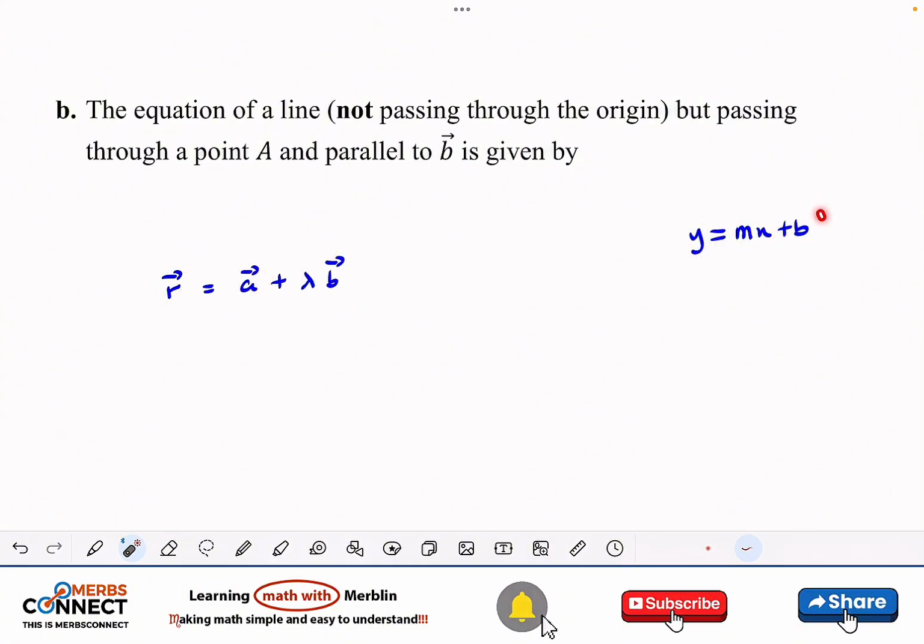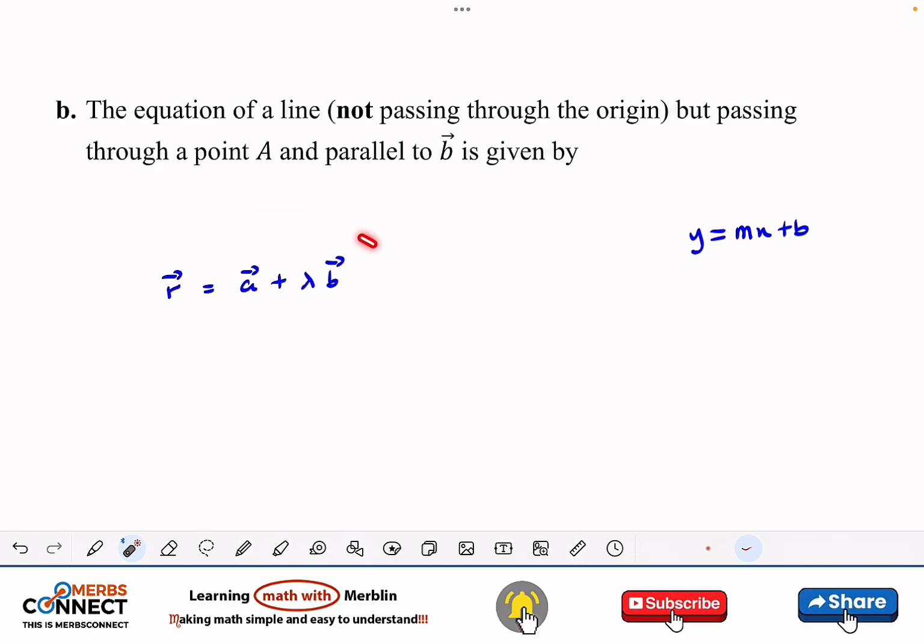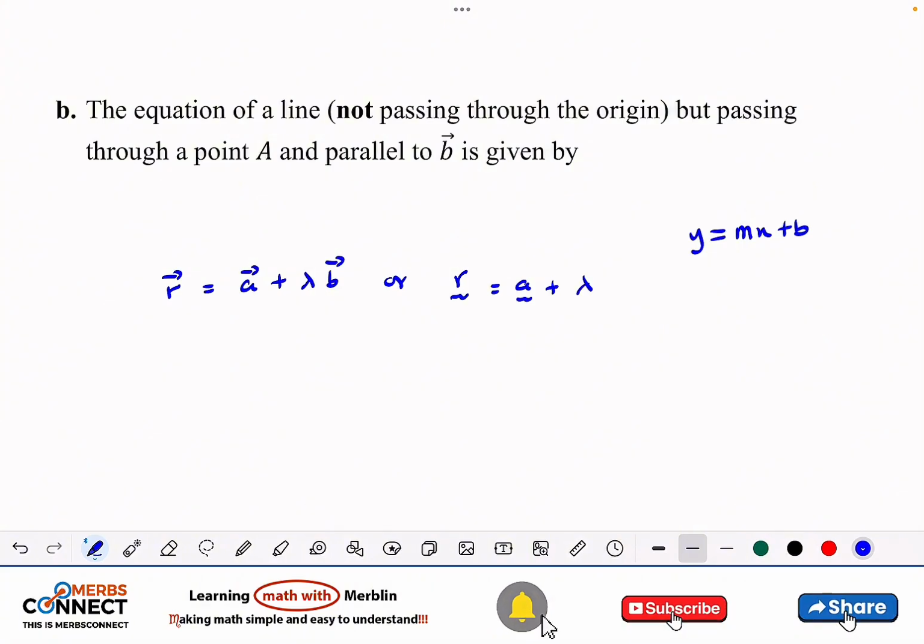But we are not thinking like Math 102. We are not thinking like coordinate geometry. We are thinking like vector algebra, right? So we are here. And this one too, we can write as R, which is, let's say, A plus lambda, and then this is my B. So the same thing, lambda is the scalar.